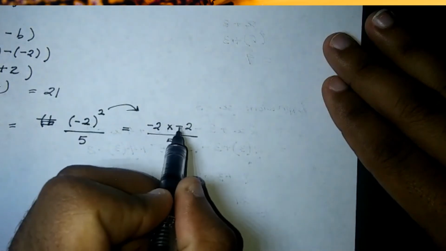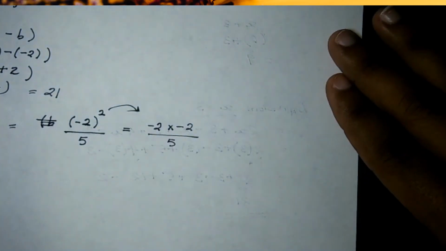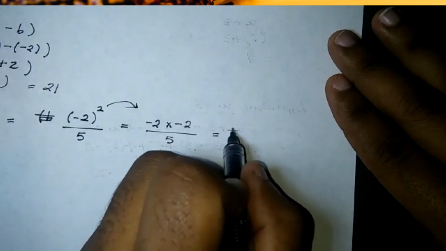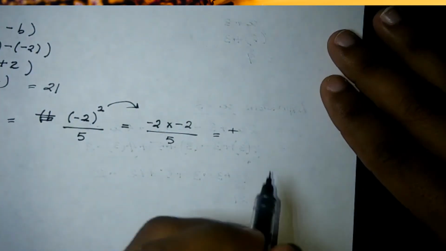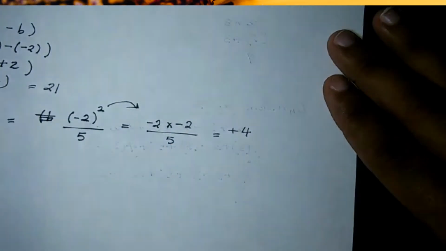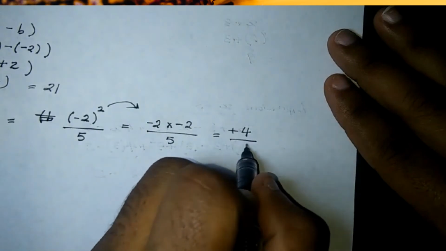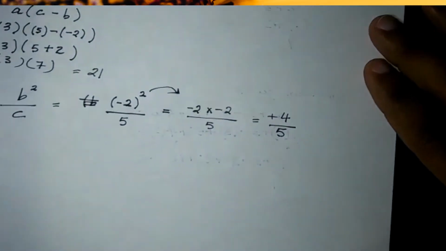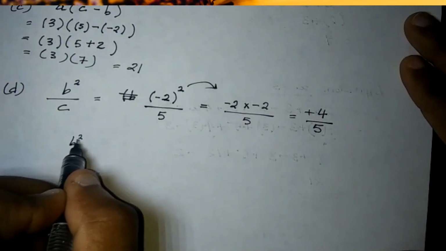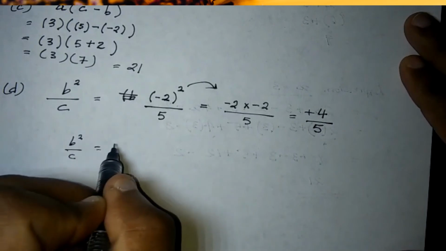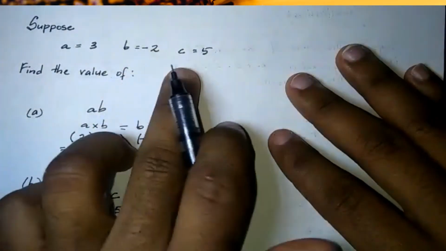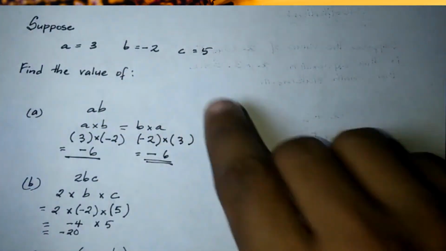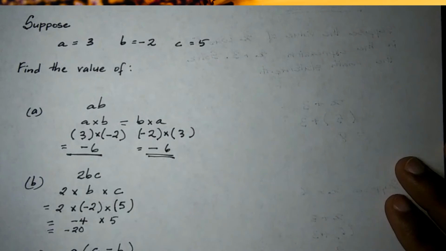Now follow me. Negative times negative will give us what? A positive. Great. And 2 times 2 will give us what? 4. Am I finished? No, I'm not. I have to put it all over 5. And there you go. B squared all over C is exactly equal to 4 over 5, given that B is equal to negative 2 and C is equal to 5. And that's it.